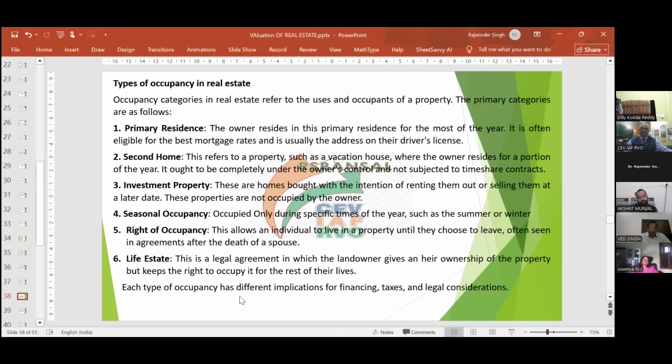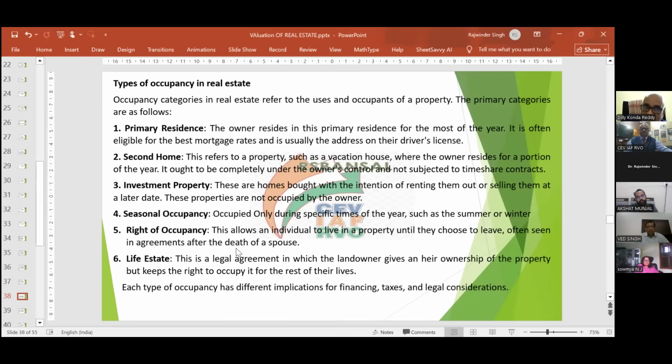Then types of occupancies in real estate. First is primary residence. In a primary residence, the owner resides there for most of the year. That is primary residence or home.